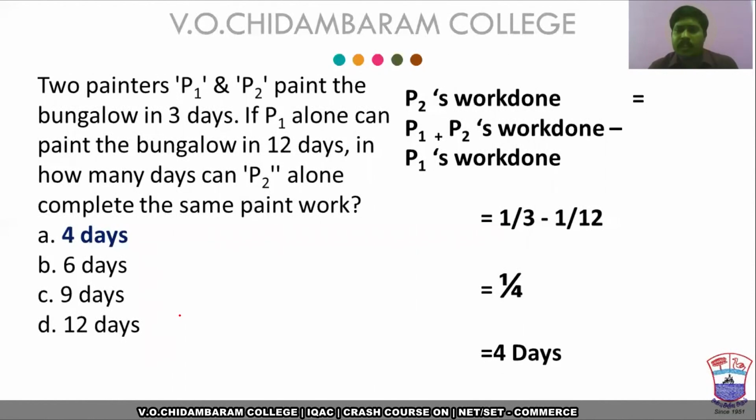So it will be very easy. P2's work done is nothing but P1 plus P2's work done minus P1's work done. They have given that two painters paint the bungalow in 3 days. So P1 plus P2's work done is 1 by 3. P1 alone can paint the bungalow in 12 days. So P1's work done is 1 by 12. So the answer is 1 by 4. It is P2's work done. Therefore, P2 can do the work in 4 days. So you have to choose the value of 4.